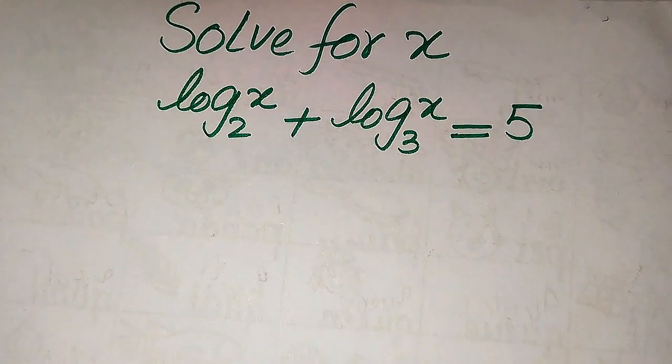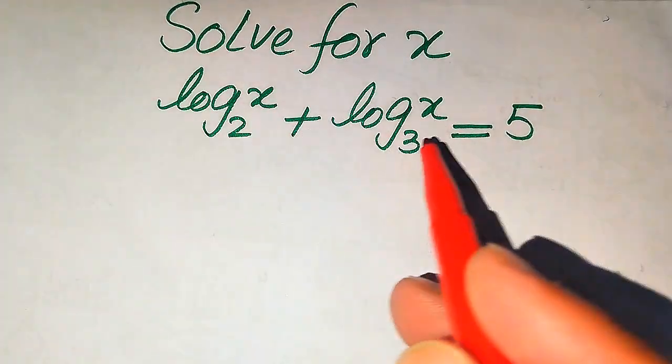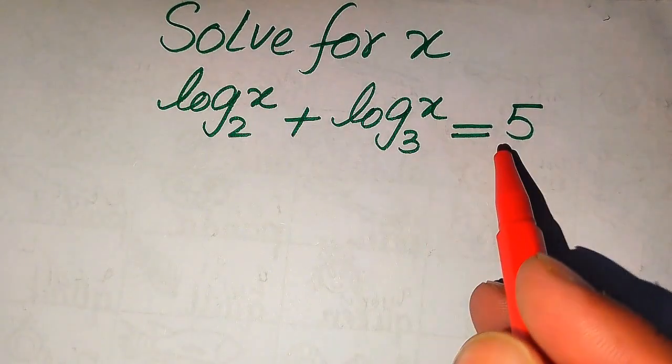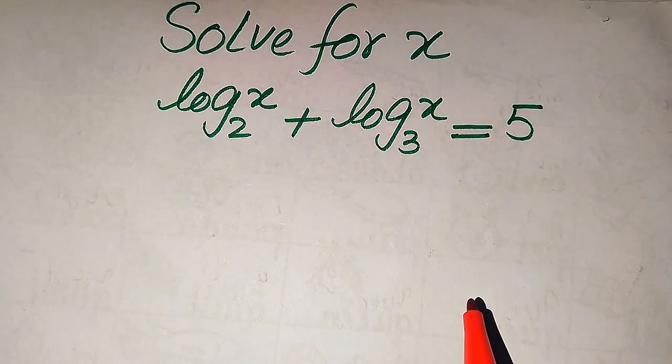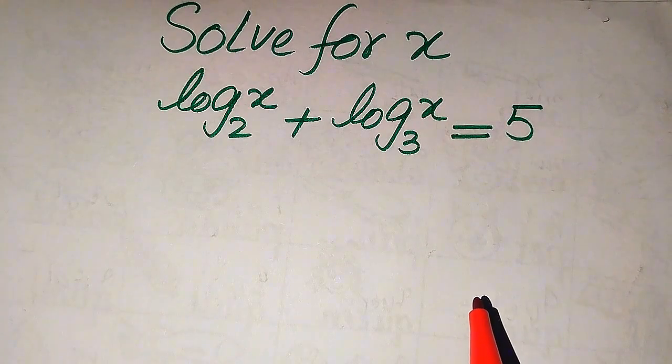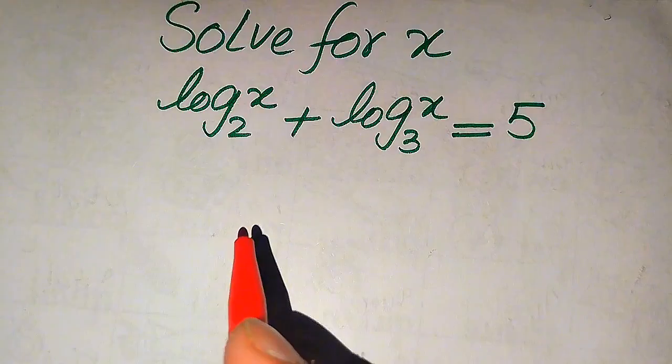Hello everyone, how to solve this problem for the values of x if we have log of x with base 2 plus log of x with base 3 is equal to 5. We solve this problem for all the values of x, and at the last we will verify whether this value of x is a solution or an extraneous root. I hope you like this method, and now we move towards the solution of this problem.